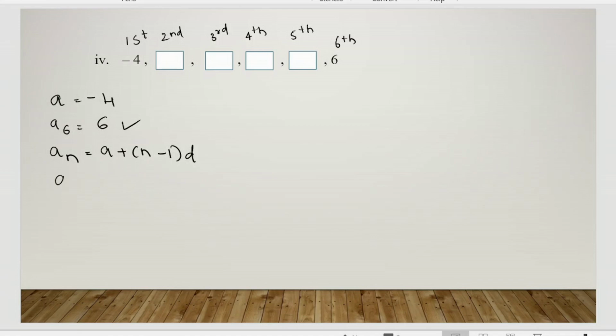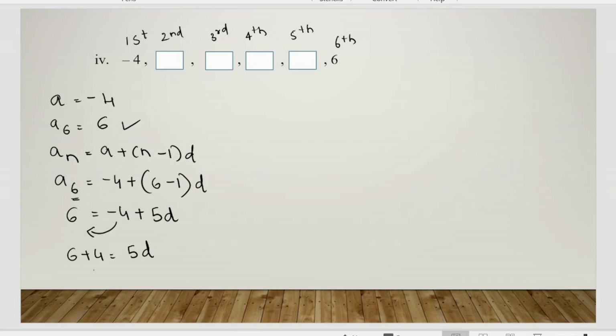Using the sixth term, we will be finding the common difference. A6 is equal to a plus (n minus 1) d, where a is minus 4 and n is 6. So A6 is minus 4 plus (6 minus 1), which is 5, times d, which is 5d. I will take this 4 to the LHS, which becomes 6 plus 4 is equal to 5d. 6 plus 4 is 10, equal to 5d.